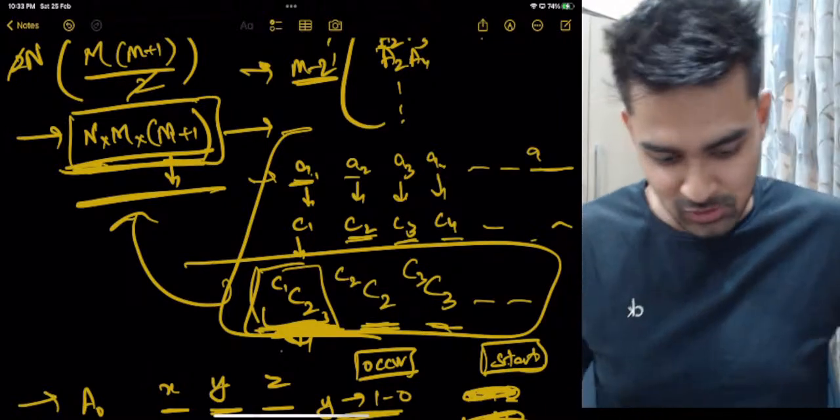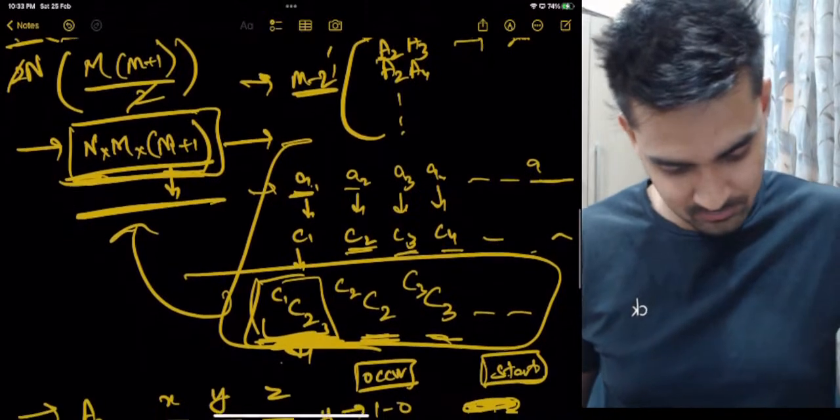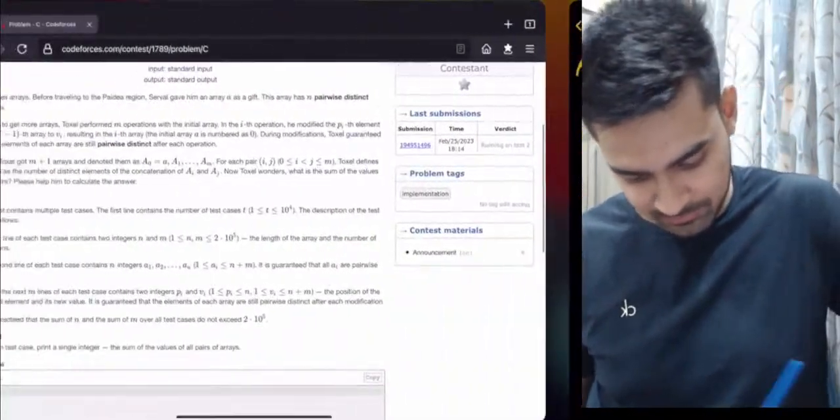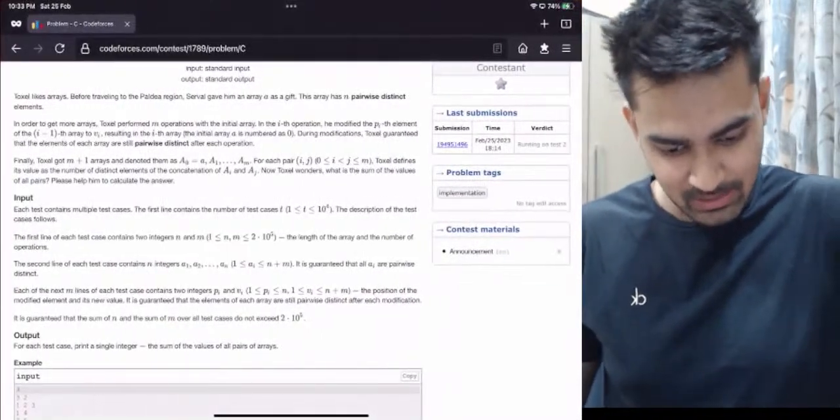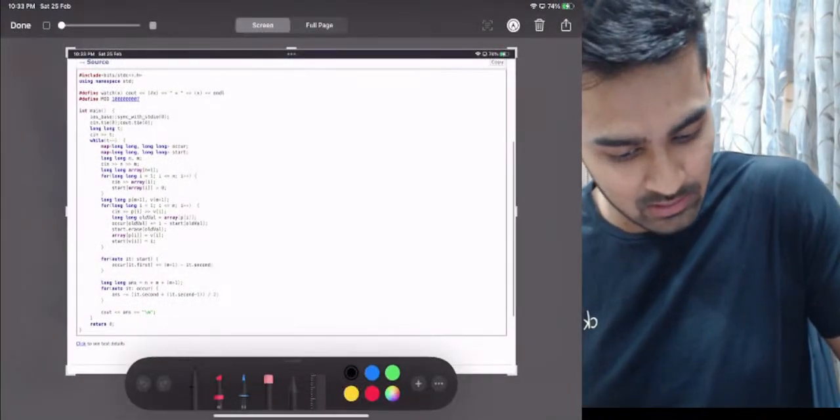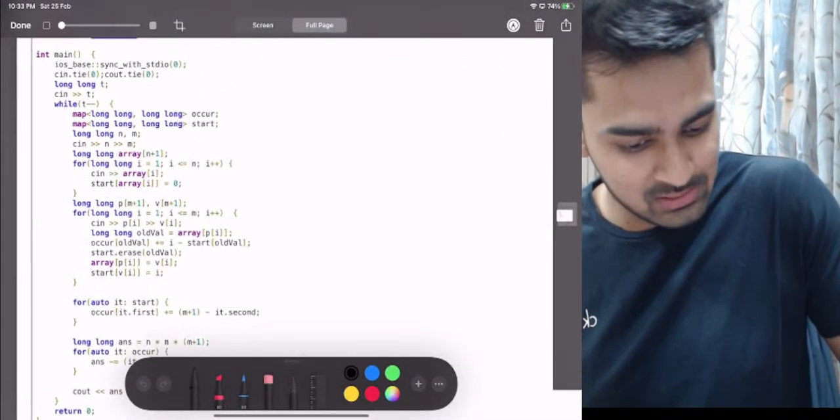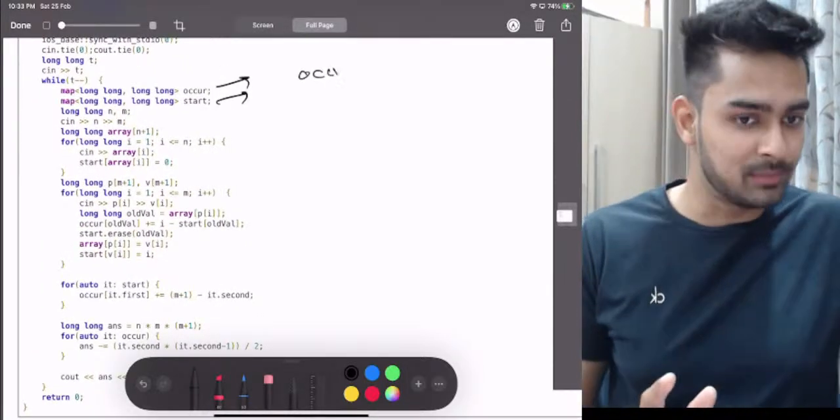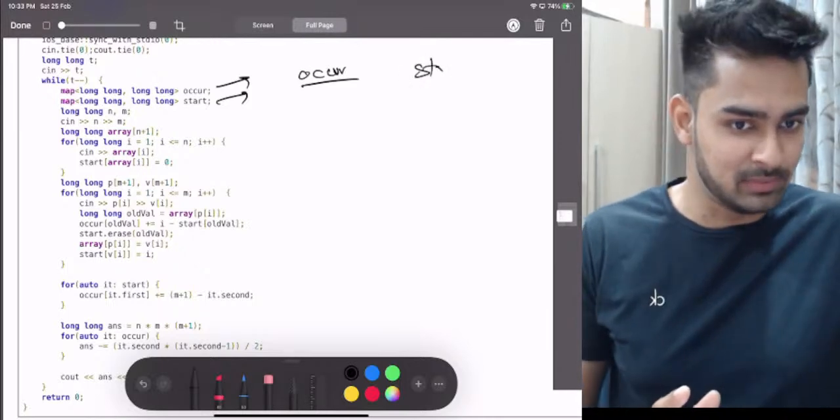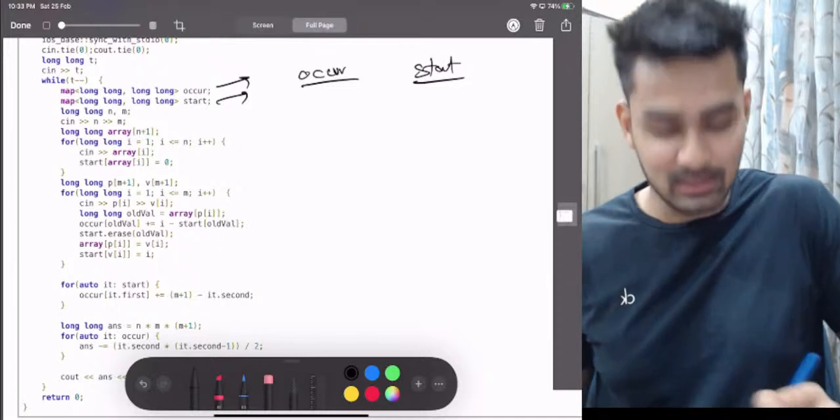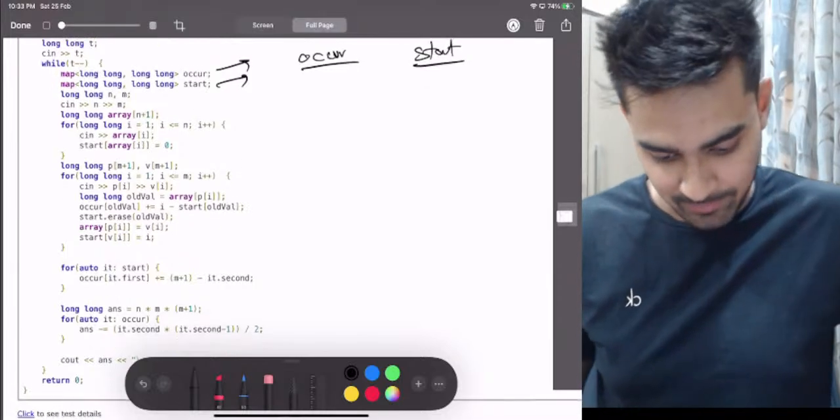Cool. Let me show you the code as well. All right, so this is the code. Again, I'll just quickly explain what is there in this one. As I said, I have two arrays or two maps. One is occur, and one is start. I've actually done everything as one based indexing. I was explaining with zero based indexing, but now in the code I've done it one based indexing.